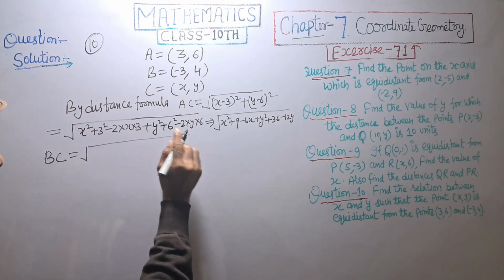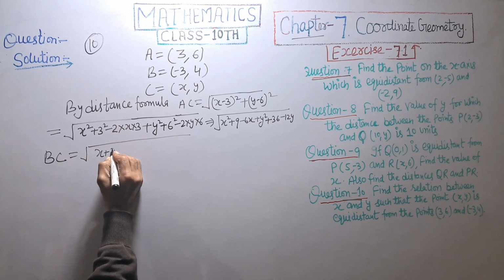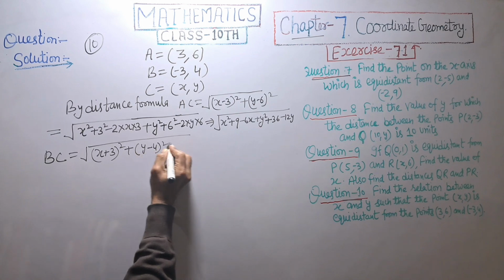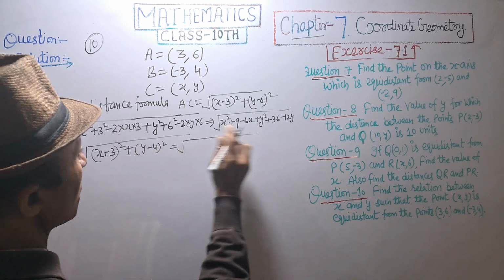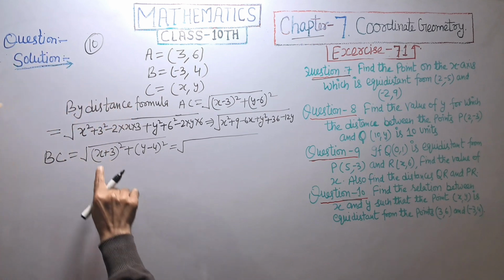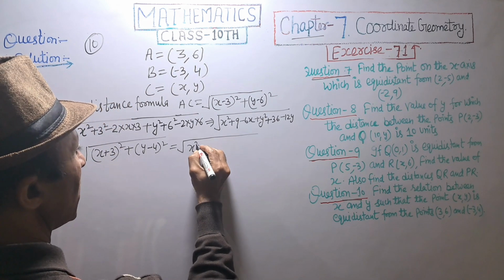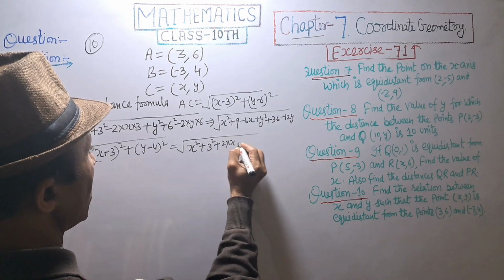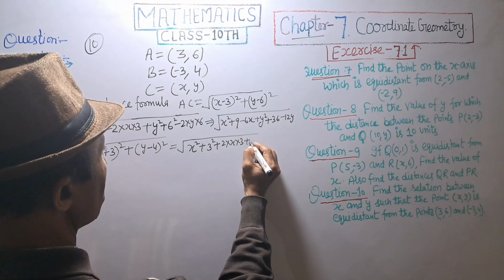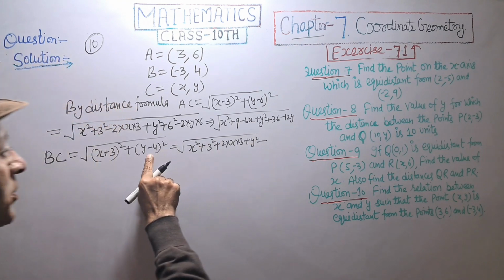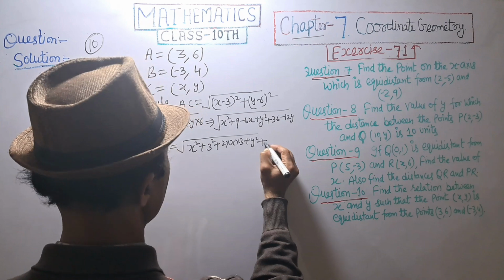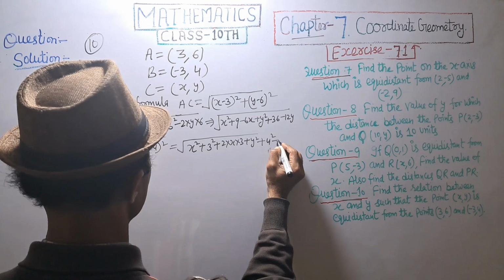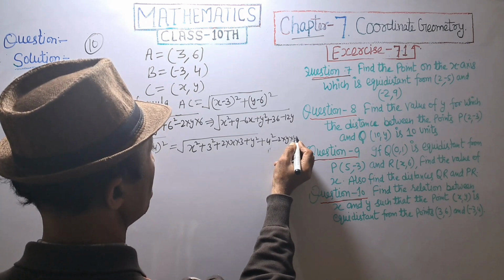And BC is equal to x plus 3 whole squared plus y minus 4 whole squared. Recall that a plus b whole square is equal to a square plus b square plus 2ab, and a minus b whole square is equal to a square plus b square minus 2ab.